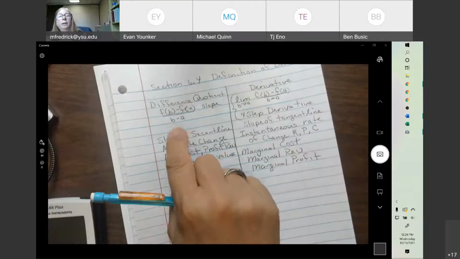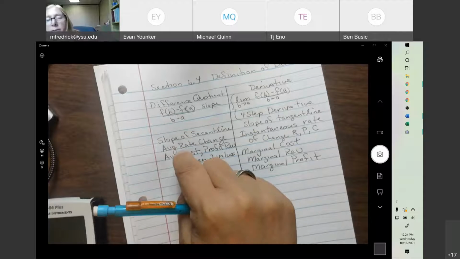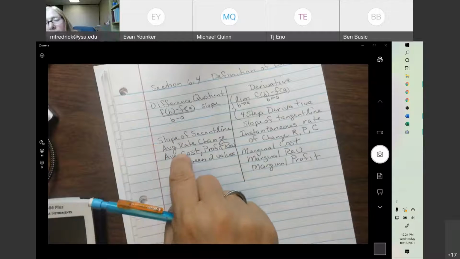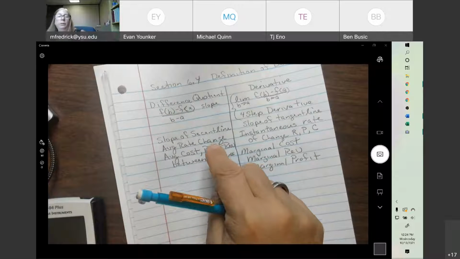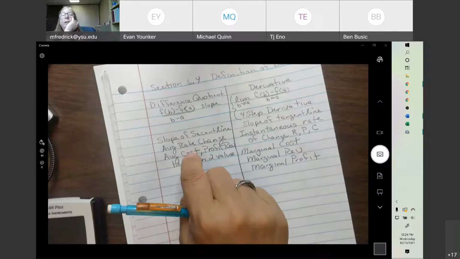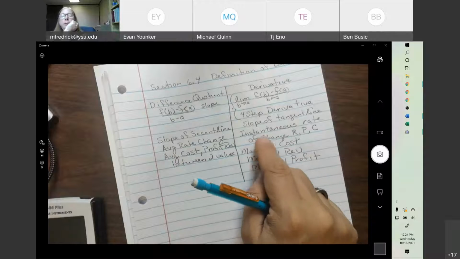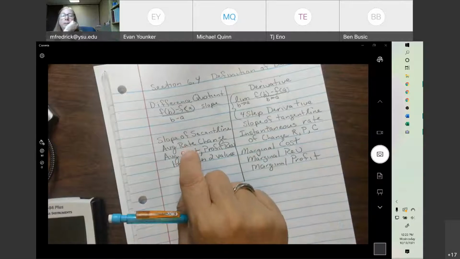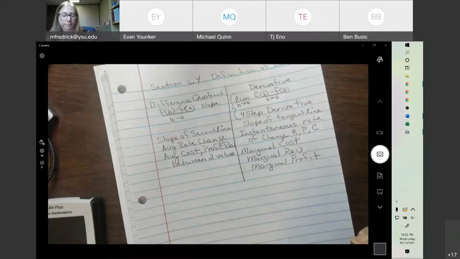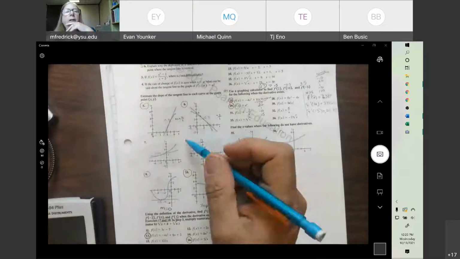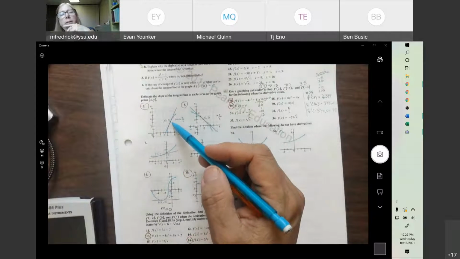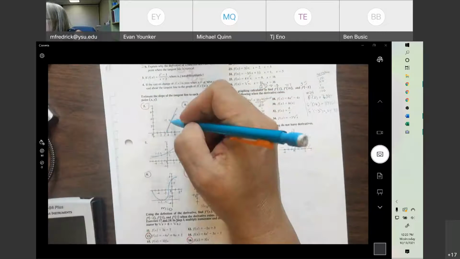And if it says average rate of change, slope of the secant line, so average means slope. Another thing you can tell is you're given 2 points here. Here for instantaneous and marginal, you're only given 1 value. Here you're given 2. Not sure if you'll be given lines. I'm not sure if there was any on there where you're finding the slope of the tangent line. When you're given the graph, you just count your slope.